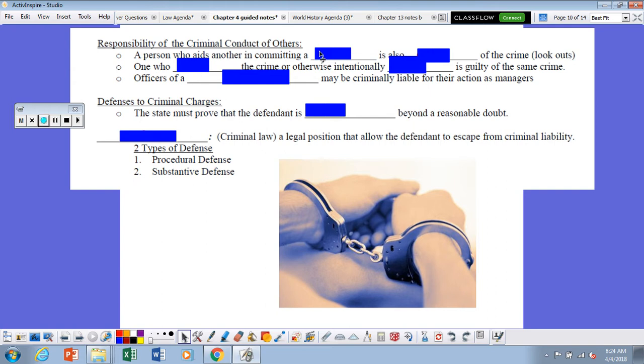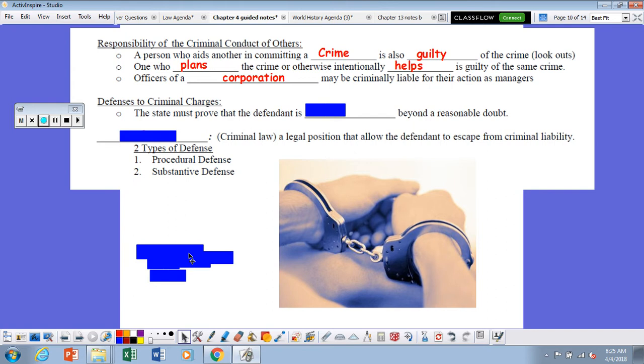A person who aids in committing a crime is also guilty of the crime. So when we talk about individuals who happen to be acting as a lookout, they are just as guilty as the person who is committing the act itself. One who plans a crime or otherwise intentionally helps is also guilty of the same crime. Officers of a corporation may also be criminally liable for the actions of their managers or workers.